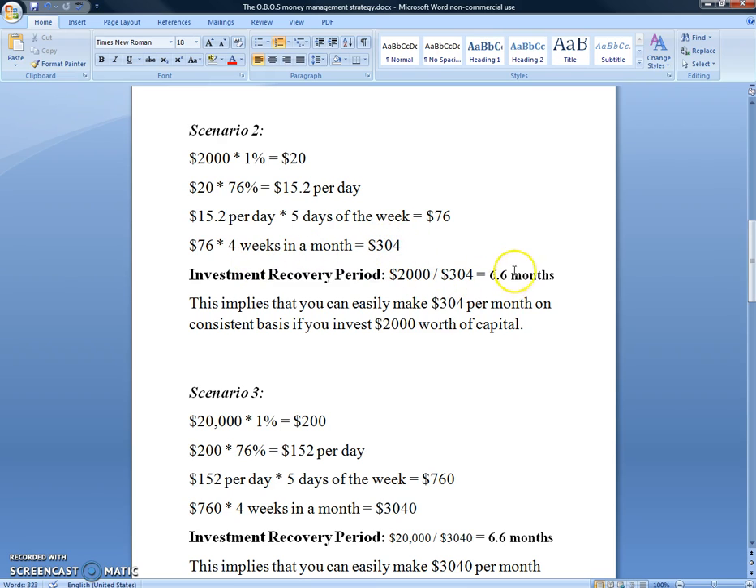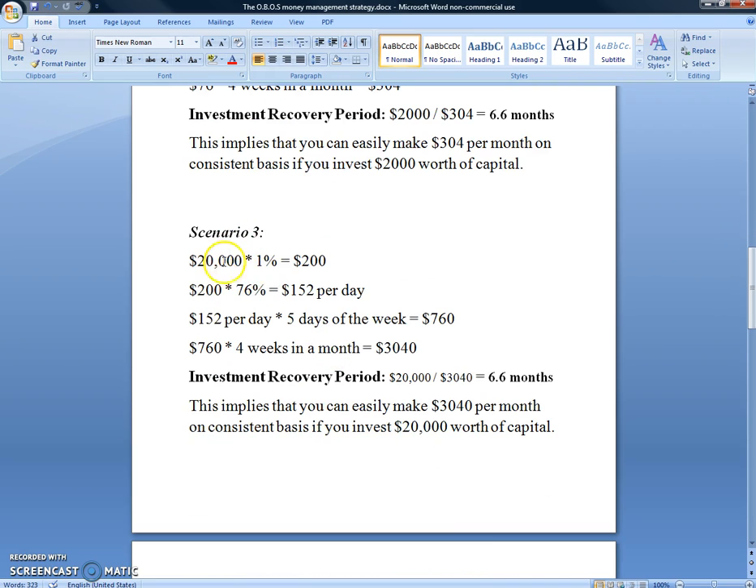It's going to take you virtually 6.5 months to make a 100% return, which is to get your $2,000 back. That is the investment recovery period, and this implies that you can easily make $304 per month on a consistent basis if you invest $2,000 worth of capital. Now the next thing I want to show you is scenario 3. With scenario 3, if you have enough money, I would advise you to go for it, where you invest $20,000 worth of capital.